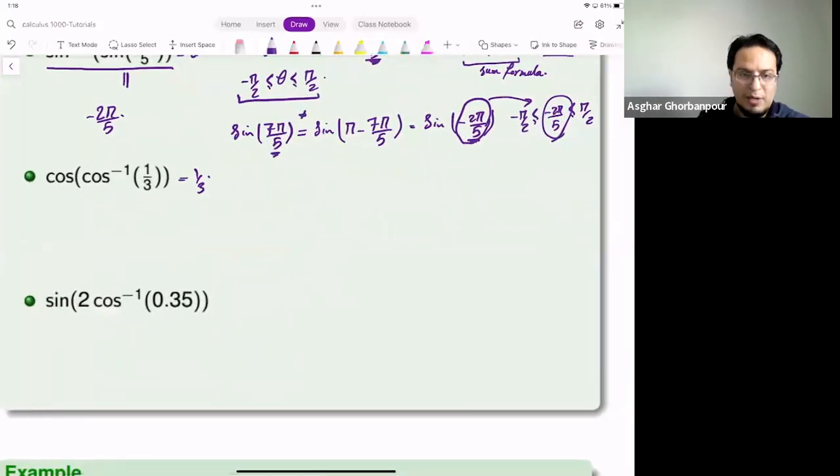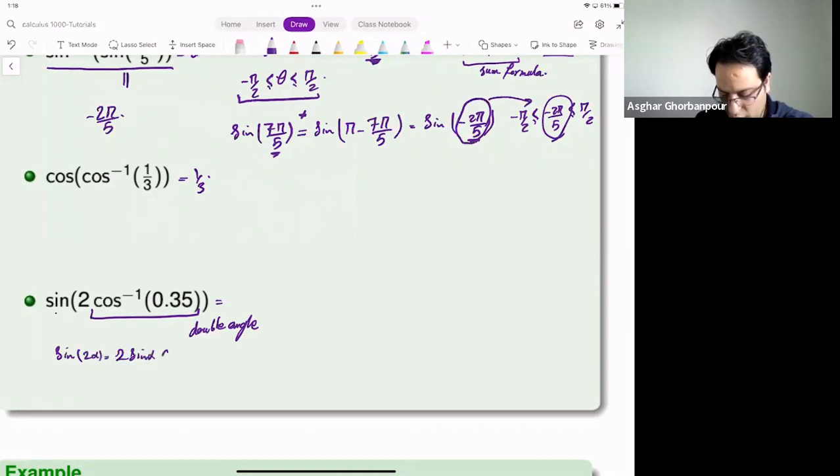For this example, I really want to do this example before we go: sine of cosine inverse of an angle, times 2. For questions like this, you have to start by applying the double angle. Double angle for sine is sine of 2 alpha is 2 sine alpha cosine alpha. So this is 2 sine of cosine inverse of 0.35 times cosine of cosine inverse of 0.35.